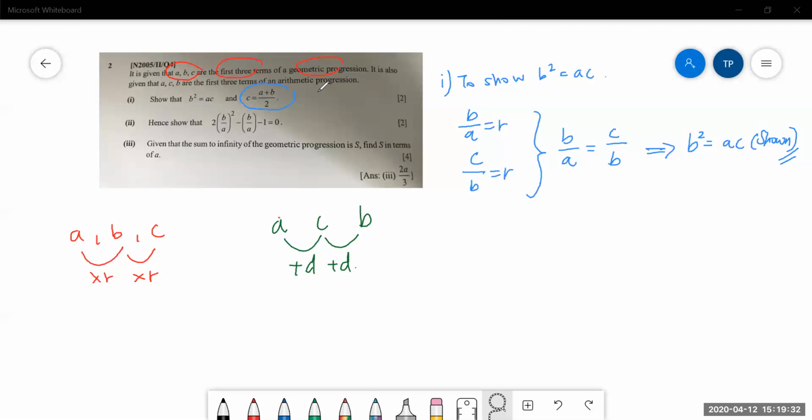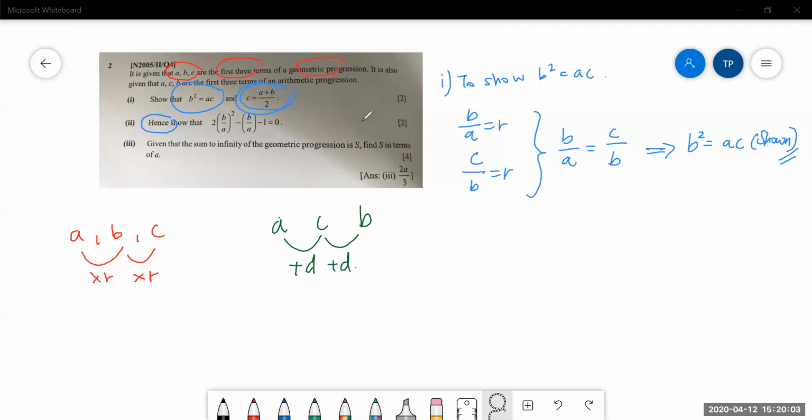Okay, yeah, I got it. The answer, nice. But a bit too long though. Okay, so part 2. Hence show that. It's a hence question, right? Which means that we need to use this and this.